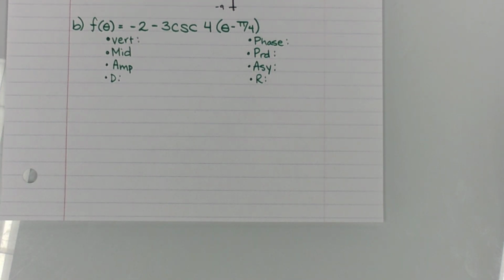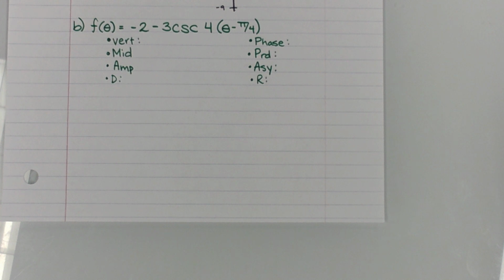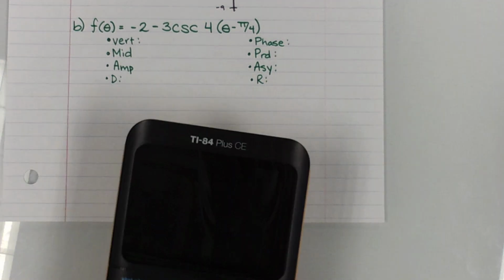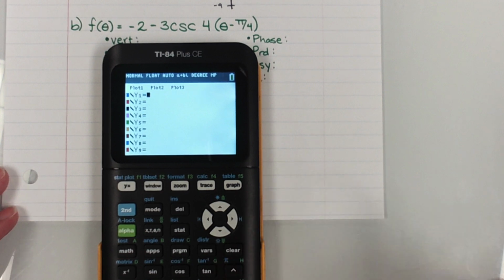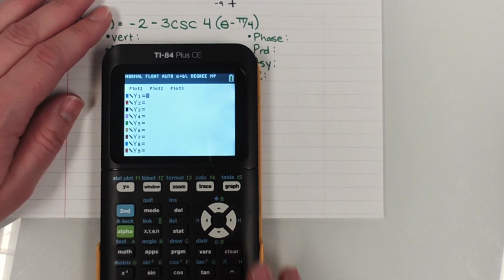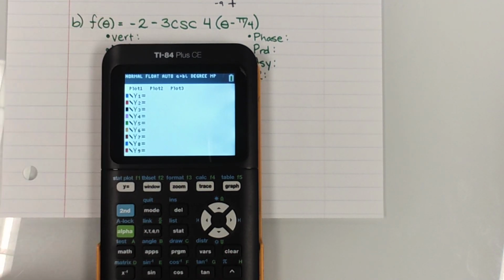Now, first things first, I need to know how to type it into my calculator, which this one's a little bit different. So I go back to my menu, get rid of what I had there. Okay, -2, -3, cosecant.